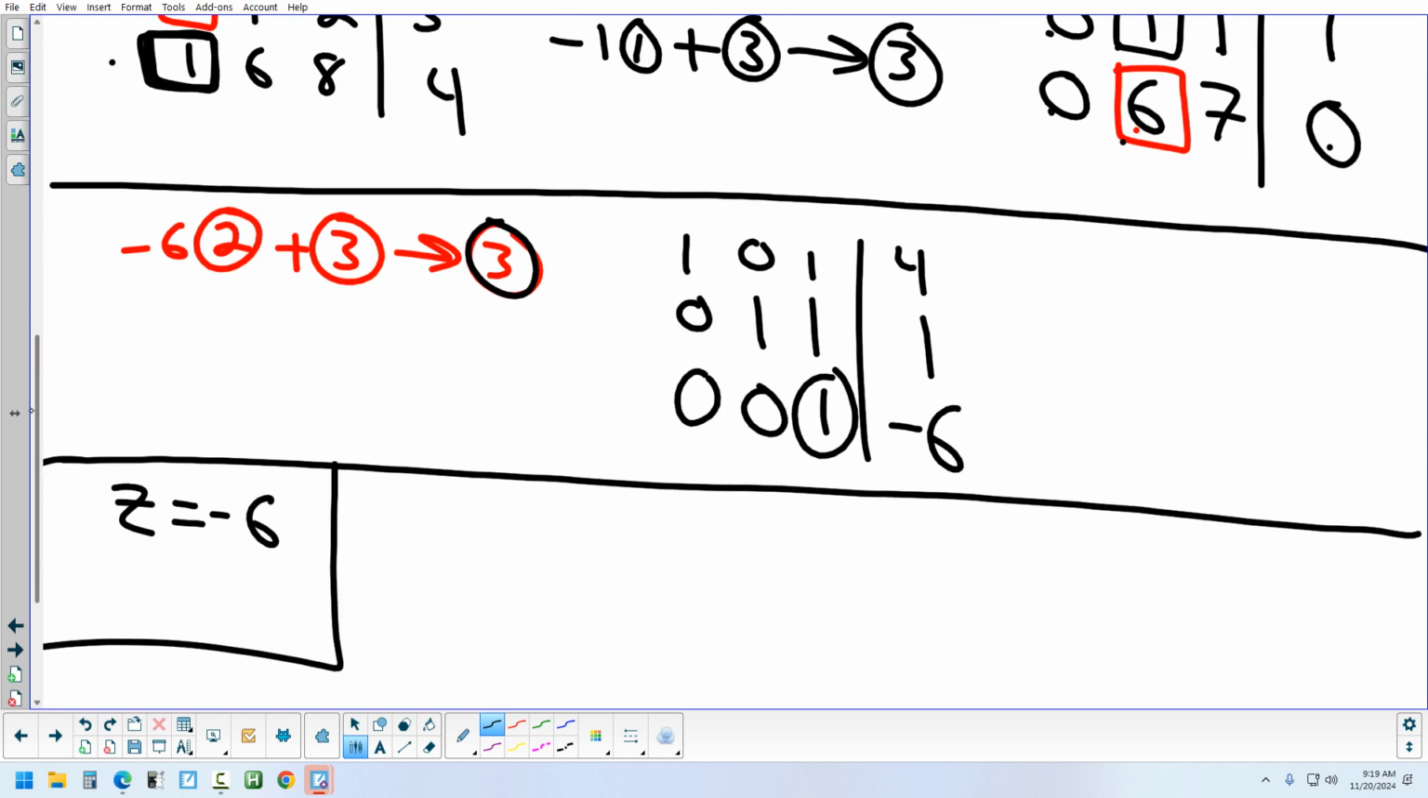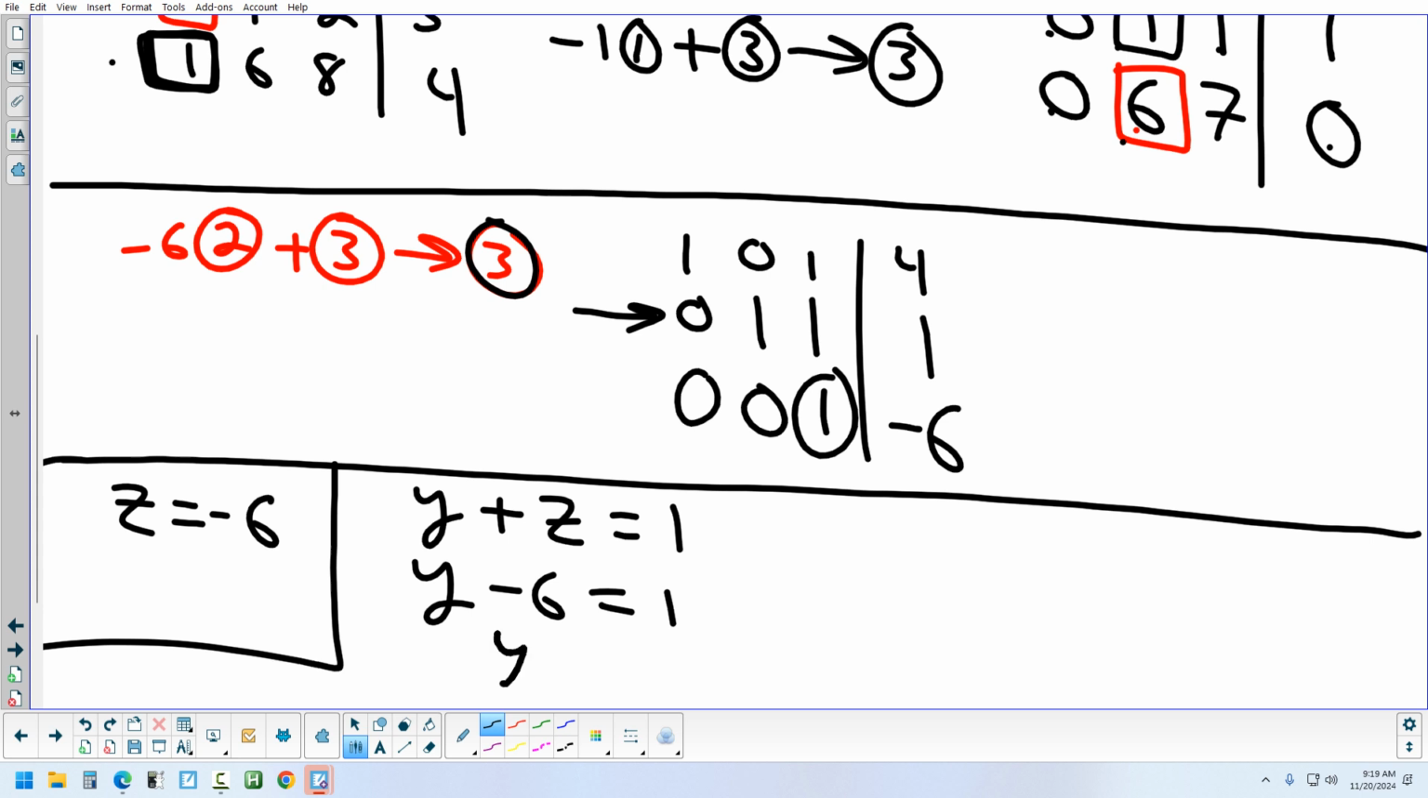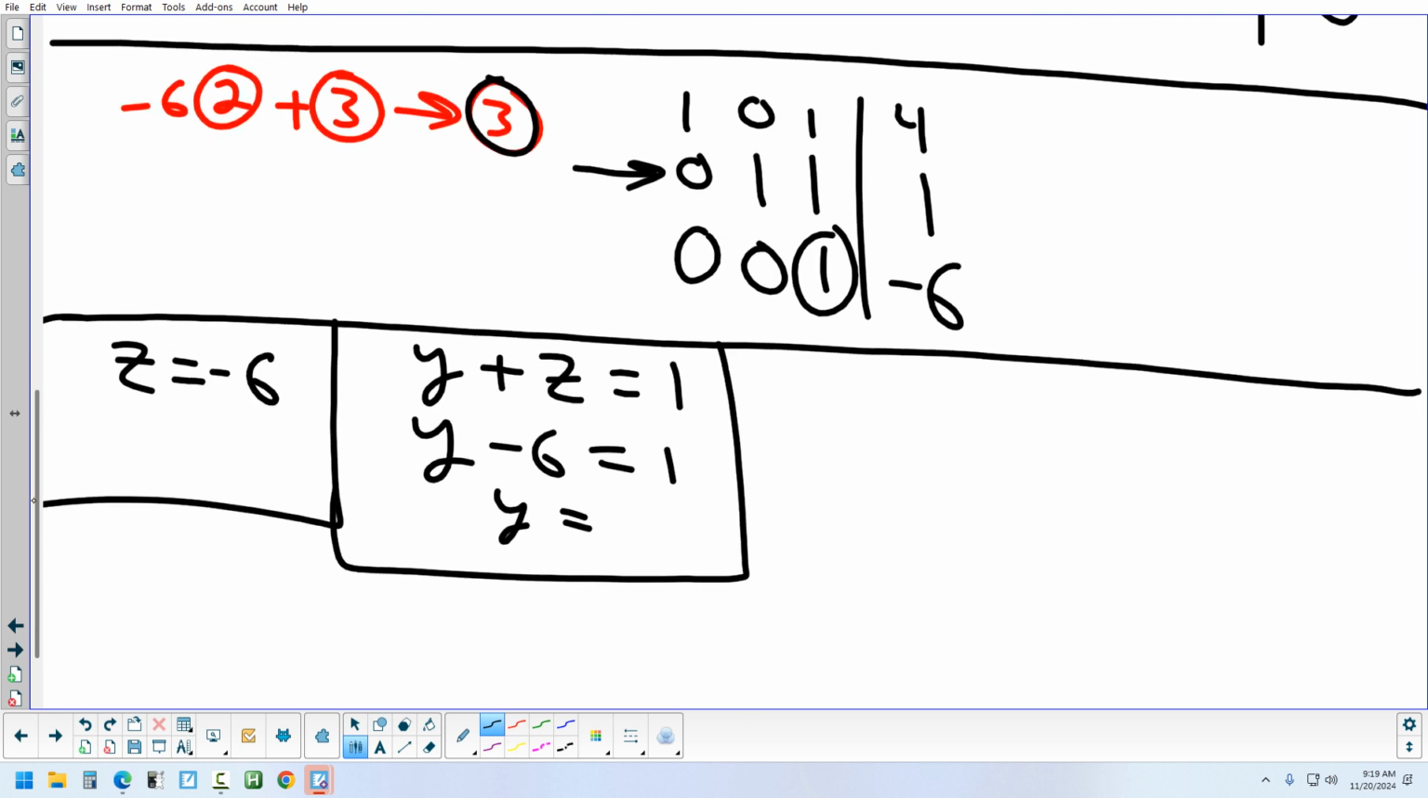Now, go back up to the row right above it. What does that row tell me? 0 x's, 1y plus 1z equals 1. And now plug in what we just got for z. So y minus 6 equals 1. Okay, so what do we get for y? 7. Yep.